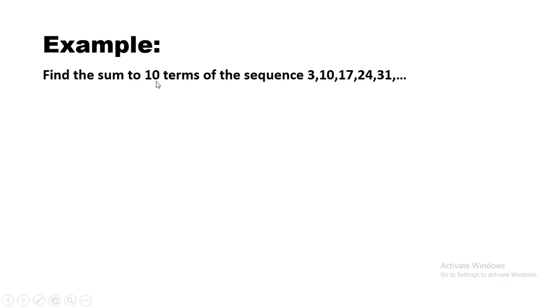Okay, and they have asked that we need to find the sum to 10 terms. That means if there are 10 terms in the sequence and we need to add them all, what will be the total, what will be the sum to 10 terms? So this is what they are asking. So A indicates the first term of the sequence, D is the common difference, and N is the number of terms required out here. They are asking us to find the sum to 10 terms, so 10 is my N.